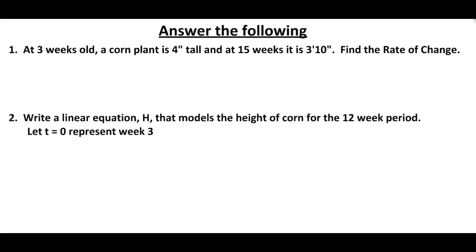So our first thing says, at 3 weeks old, a corn plant is 4 inches tall, and at 15 weeks, it is 3 feet 10 inches. Find the rate of change. So what they want to know is we're doing a comparison of units.